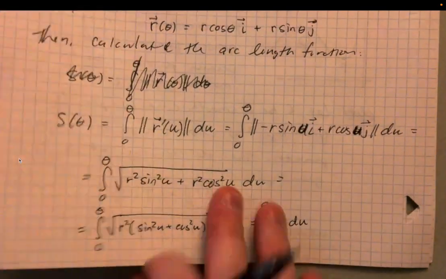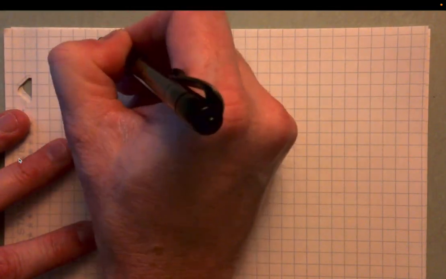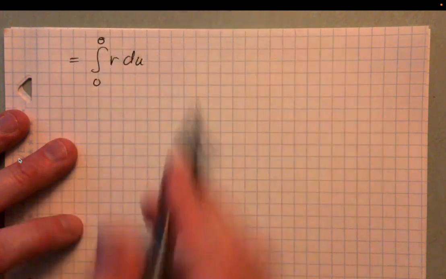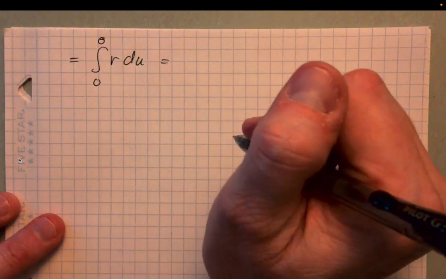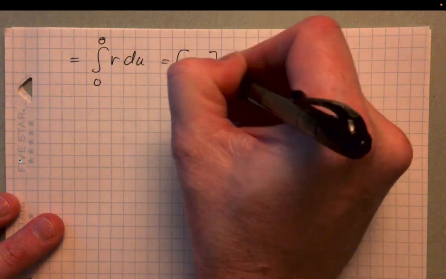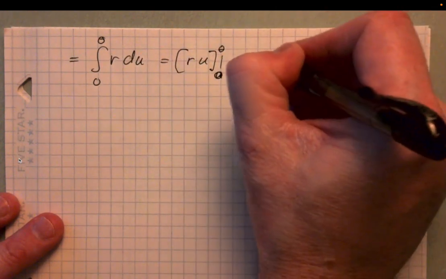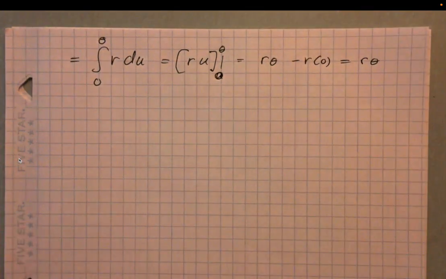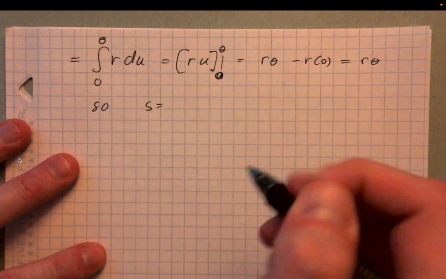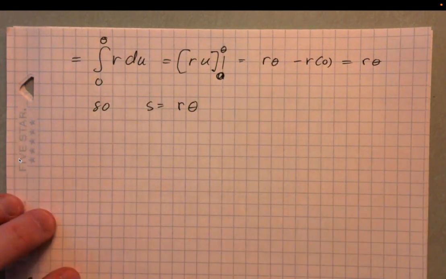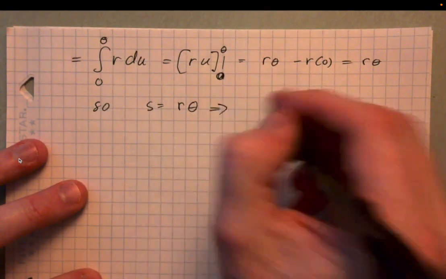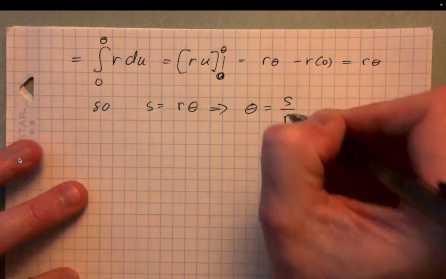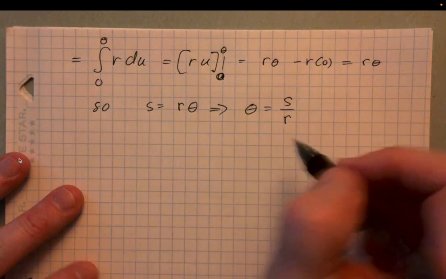Okay, so let's flip the page here. What we have is the integral from 0 up to theta of r du. And of course, this is r times u, where u goes from 0 up to theta. So you get r times theta minus r times 0, so just r theta. So s is equal to r times theta, and that implies that theta is equal to s over r. And this is how we can parameterize here.